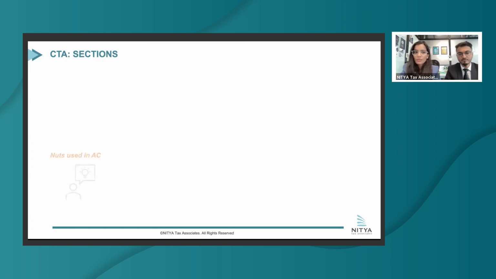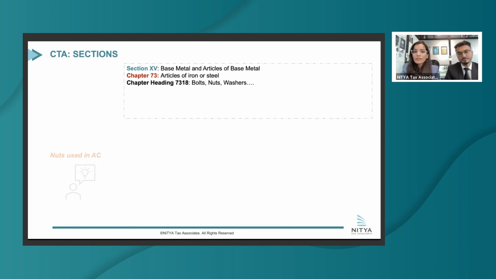Now let's take an example to understand the relevance of section notes. We need to classify nuts, fasteners used in AC. Section 15 covers base metal and articles of base metal. Let's suppose it's an iron nut. So we'll go to section 15, which covers iron articles. Chapter 73 under section 15 covers articles of iron and steel, and then heading 7318 specifically covers nuts.